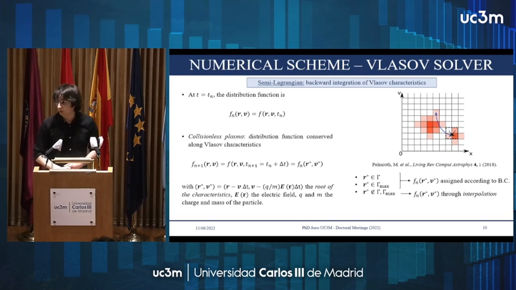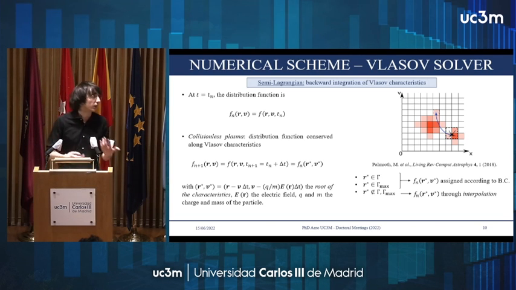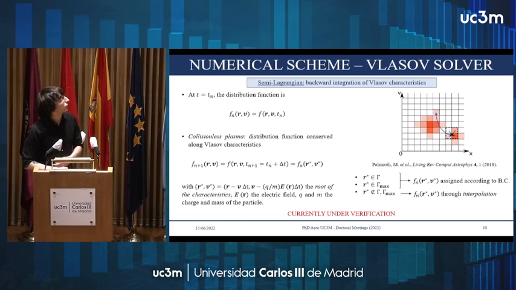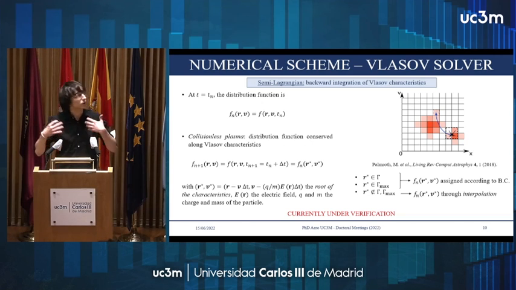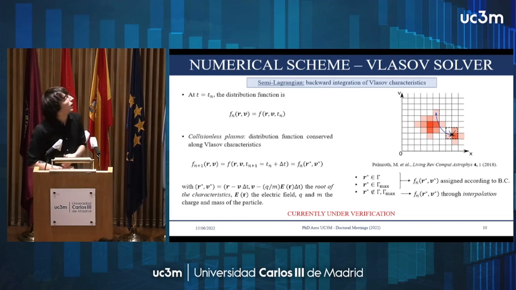and in a point that in principle does not coincide with any of our nodes, and therefore we can compute the value of the distribution function there through interpolation. Now this value at the origin of the characteristic, assuming a collisionless plasma, will be the new value of the distribution function at the node of my computational domain. We are currently still verifying this new code, so I have some preliminary results, but there are some things that we are still looking into.